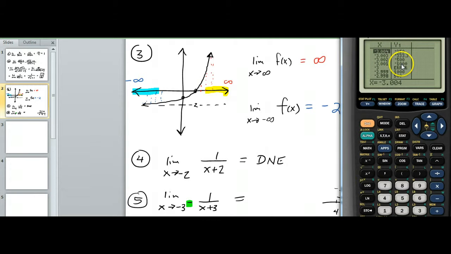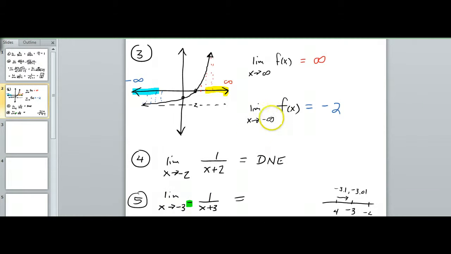Now notice, as we get closer and closer to negative 3, the numbers are becoming more and more negative. Negative 1,000. As we come from the other side, they're getting bigger, but positive numbers. So for number 5, again, this is a division by 0 we can't factor and get rid of, so it's going to be positive or negative infinity. And as we come from the left, we're getting negative infinity.